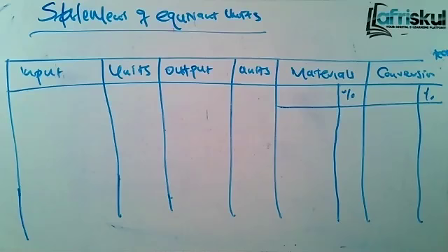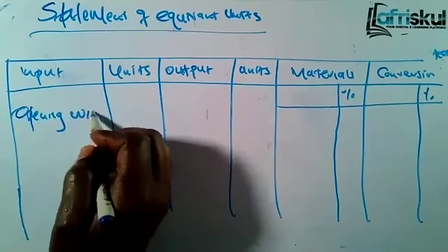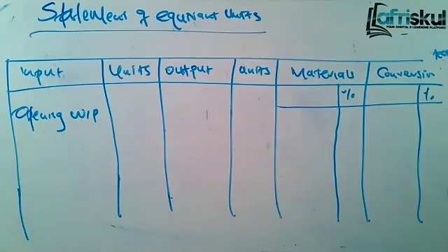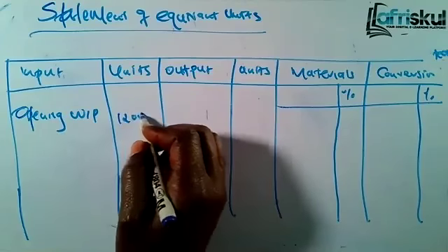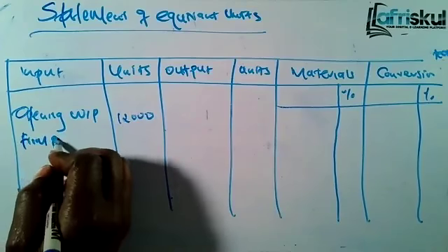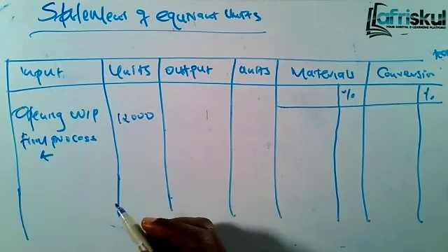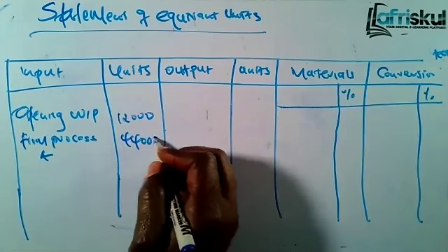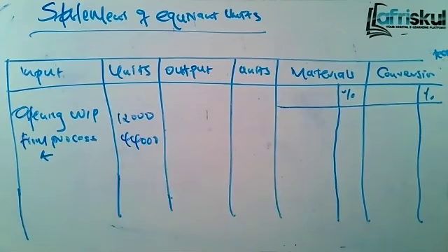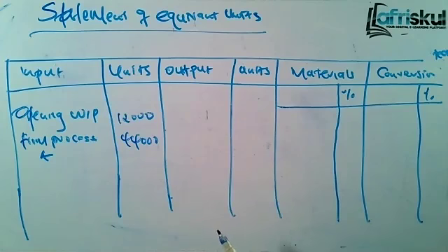So we start with the input material. Opening WIP was 12,000 units. It is given there. And then from process A, it was 44,000 units. Those are the only inputs. Remember, we're using weighted average. The opening WIP is not part of the output. Had we been using FIFO, it would have been part of output.